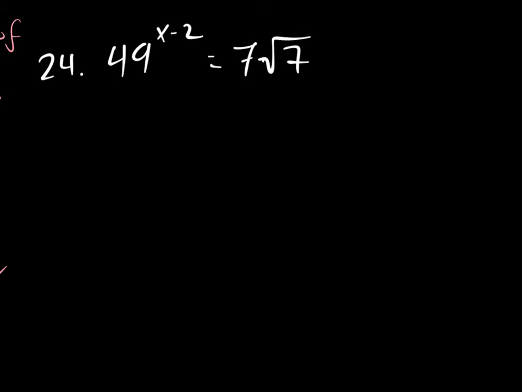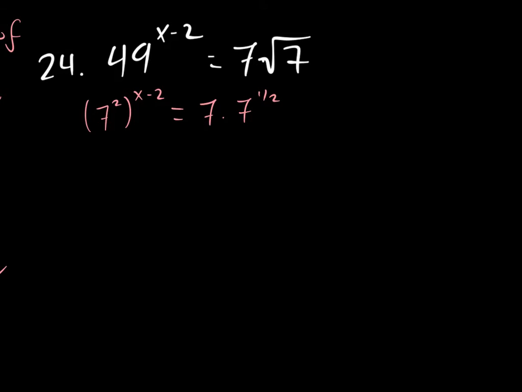For number 24, we're given 49 to the x minus 2 is equal to 7 times the square root of 7. So we got to get these into the same base. And I notice that 7 is the smaller base of the two. So I'm going to try and get 49 into a power of 7. And 49 is equal to 7 squared, right? So I'm going to rewrite this as 7 squared to the x minus 2. I notice that what's on my right, 7 root 7, is kind of complicated. So I'm going to rewrite that as 7 times 7 to the 1/2 using rational exponents.